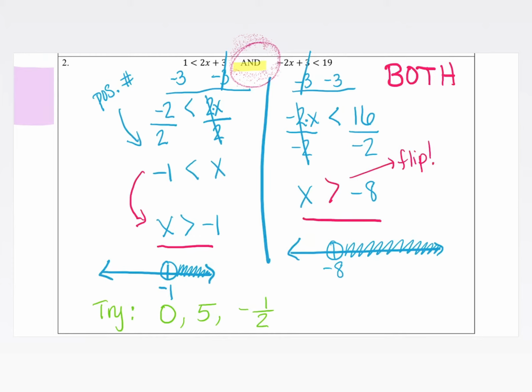So if we want to graph this inequality, I'm going to have my -8 and my -1, but all the values that actually satisfy both of these inequalities, bigger than -8 and bigger than -1, are actually just all the values that are bigger than -1. Any of these values in between do not matter because it only satisfies one of the inequalities, and we want to satisfy both.